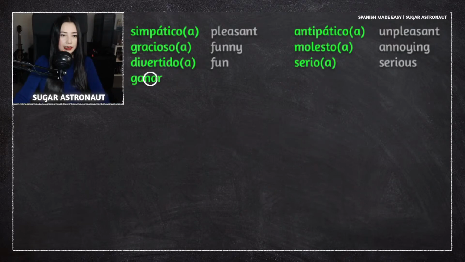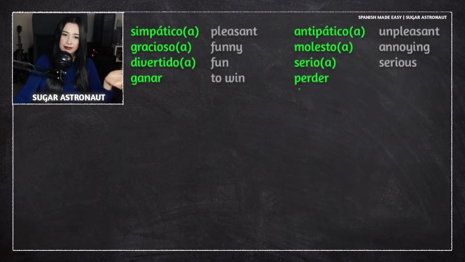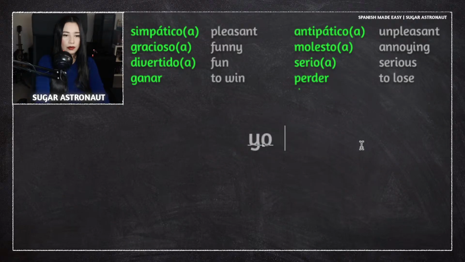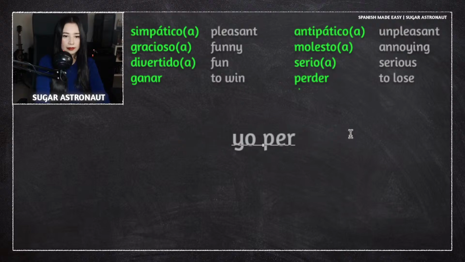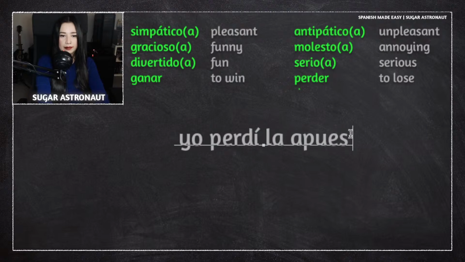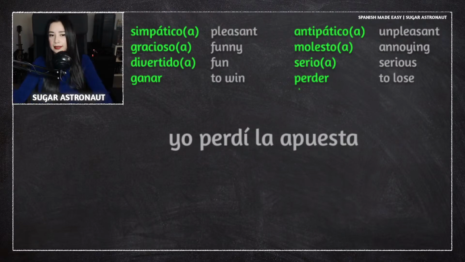The next one, ganar. Ganar, to win. This is a verb. Ganar. Perder. Perder, to lose. Ganar, perder. Yo gané, yo perdí. Okay, it depends what you want to say. Yo gané la lotería. I won the lotto, or the lottery, right? Or yo perdí la apuesta. I lost the bet, right?